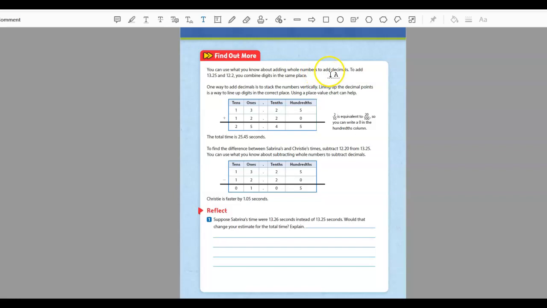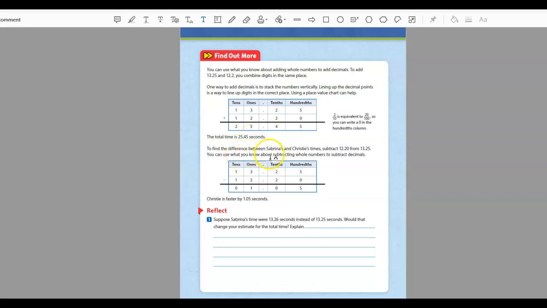You can use what you know about adding whole numbers to add decimals. It's the same thing. So to add 13 and 25 hundredths and 12 and 20 hundredths, you combine the digits in the same place. So just like what we had written over on the last page, we put the tens together, the ones together, the tenths together, and the hundredths together. Notice over here this cute little tip that helps us. 2 tenths, where we're talking about 12 and 2 tenths, is also the same as 20 hundredths. We just don't say it that way very often, but by putting that 0 in there, 2 tenths and 20 hundredths are the same. So when we add up all of our columns, we end up with 25 and 45 hundredths.